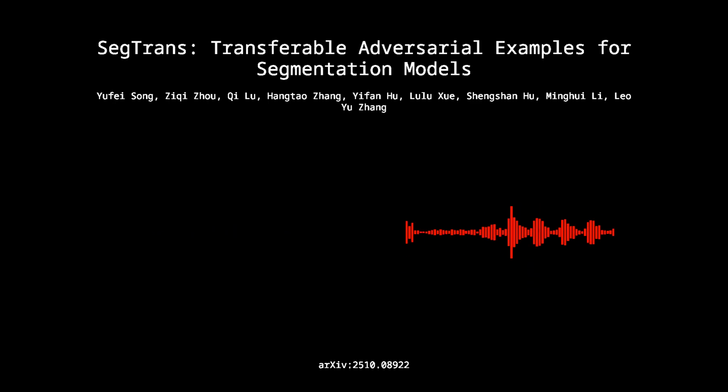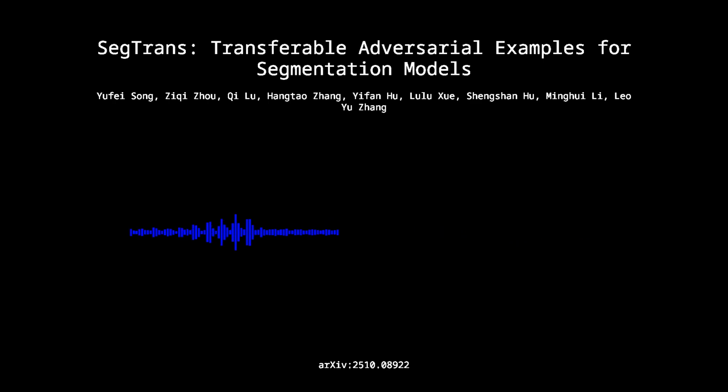The paper is SegTrans, Transferable Adversarial Examples for Segmentation. It really represents a major step forward in understanding the vulnerabilities of these dense prediction models. It's a dense read for sure, but I'd highly recommend it for anyone working in computer vision or safety assurance.